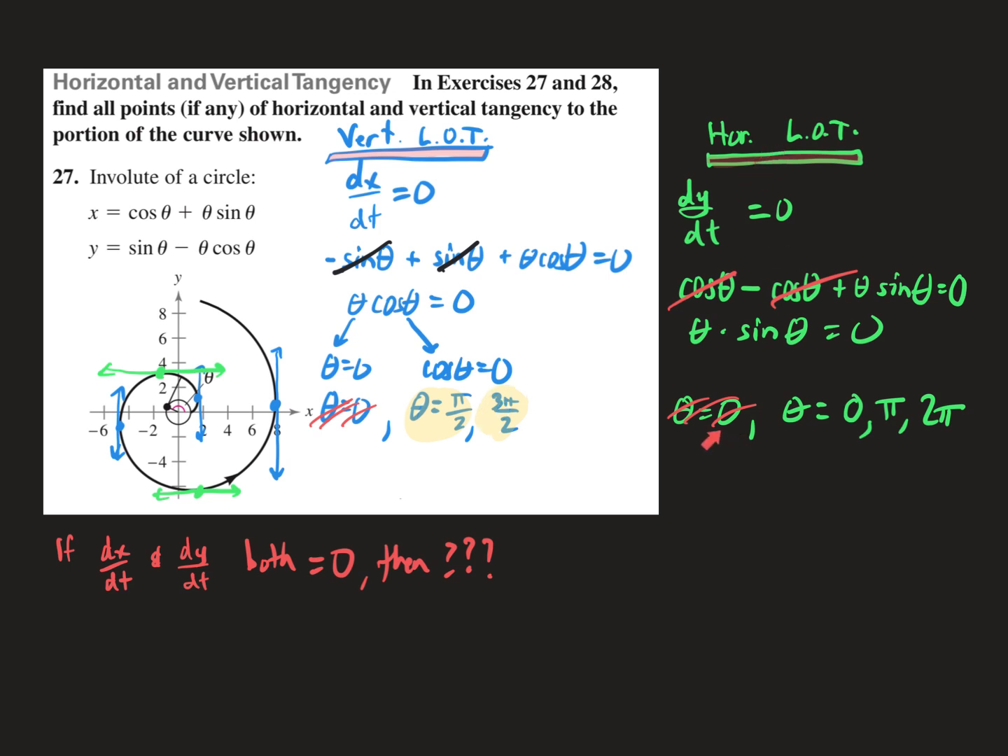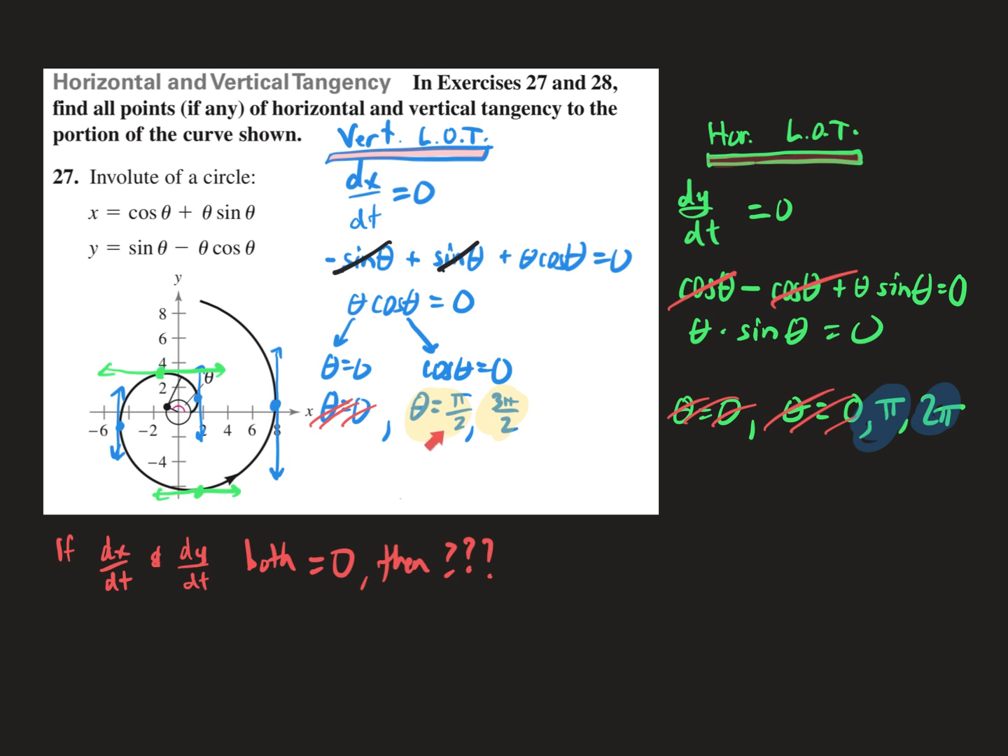What about for horizontal lines of tangency? When theta is 0, nope, dx/dt is 0 at the same time, so we're going to rule that one out. So what about when theta is pi? Yeah, they won't be both 0 at the same time there. So we've got our first horizontal line of tangency. And when theta is 2 pi, we will have ourselves another horizontal line of tangency. Why? Because dy/dt is 0 there, but dx/dt is not equal to 0 at 2 pi.